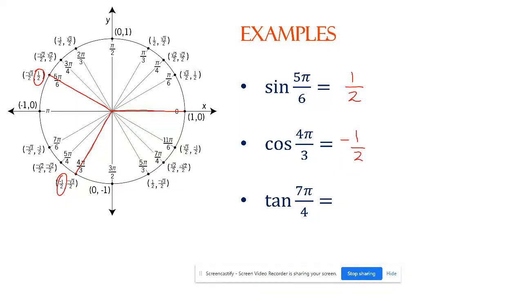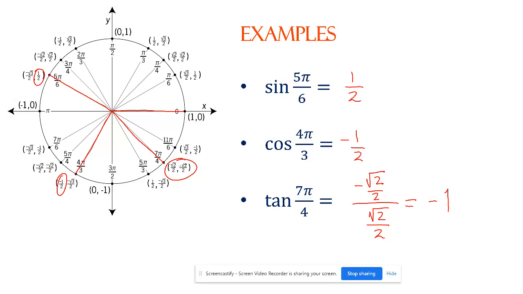And then the tangent of 7 pi over 4, that puts us down here. Remember, tangent is sine over cosine. So what we're going to do is take the two values, put the y value on top, so negative square root of 2 over 2, divided by positive square root of 2 over 2. And even when we've got radicals and fractions, if we have the same thing divided by itself, it's going to be 1. And then with that negative sign, it ends up being negative 1. So the tangent of 7 pi over 4 is negative 1.